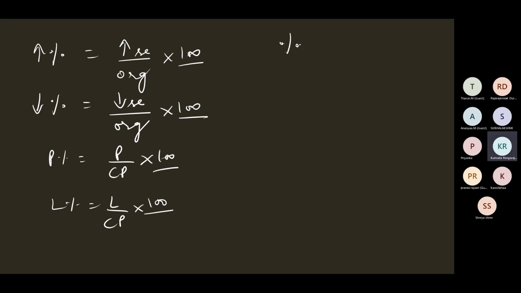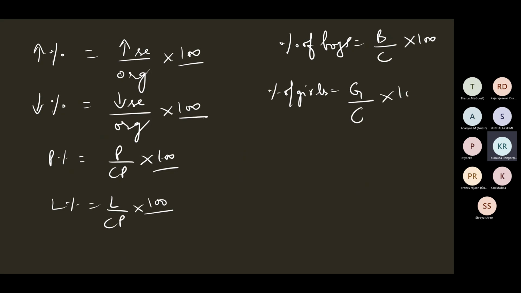So percentage of boys will be number of boys by the total strength of the class into 100. Percentage of girls will be number of girls by the total strength of the class into 100.